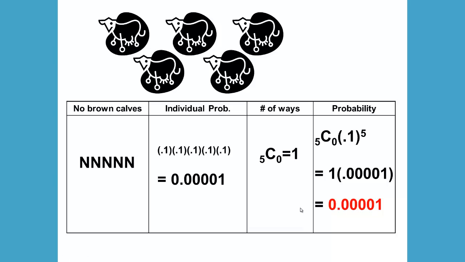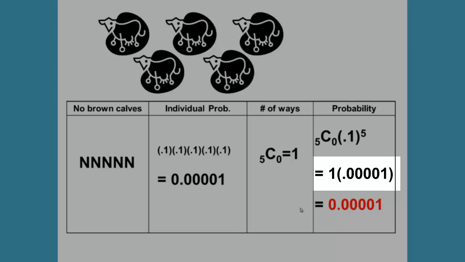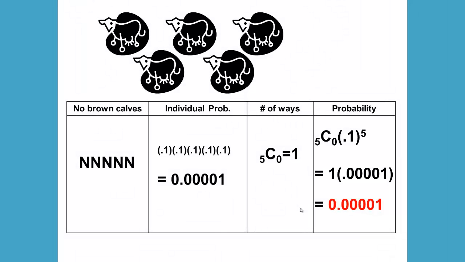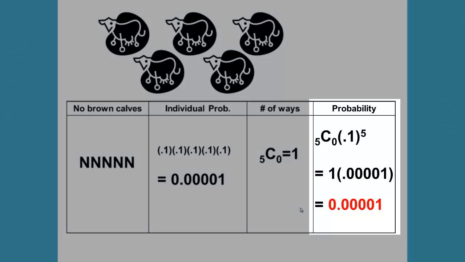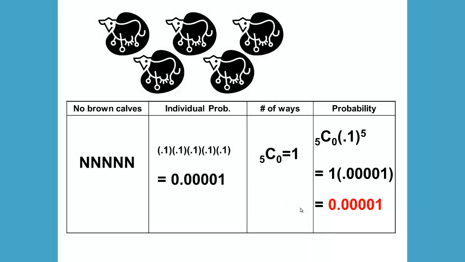And as we look at this last column, or the total probability of no brown calves, we can see that the total is 0.00001, and that's the total of those. And we get the 1 by thinking of it as 5 combination 0, or 5 choose 0, times 0.1 raised to the 5th power. And a pattern will begin to emerge here, but it has not started to emerge yet.